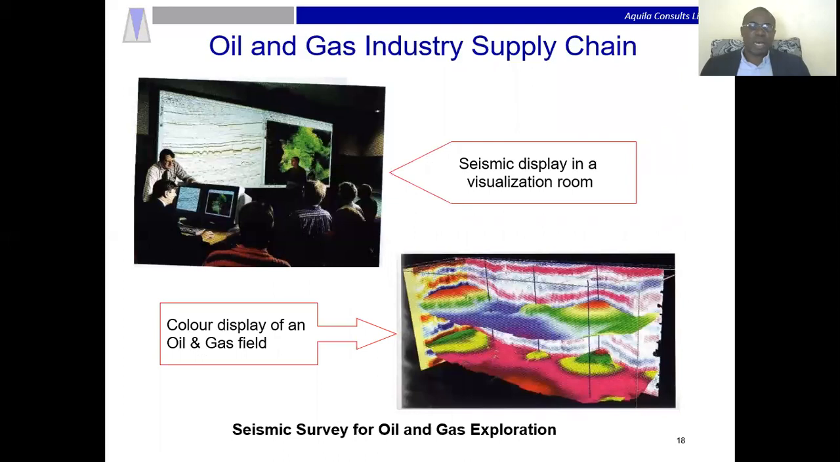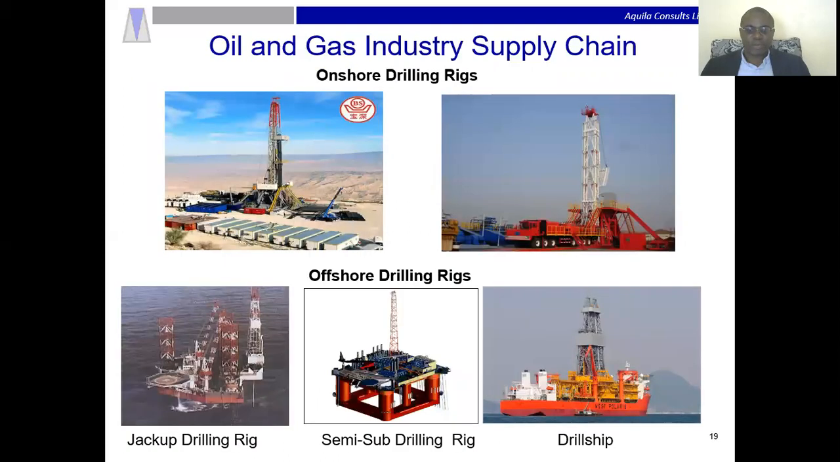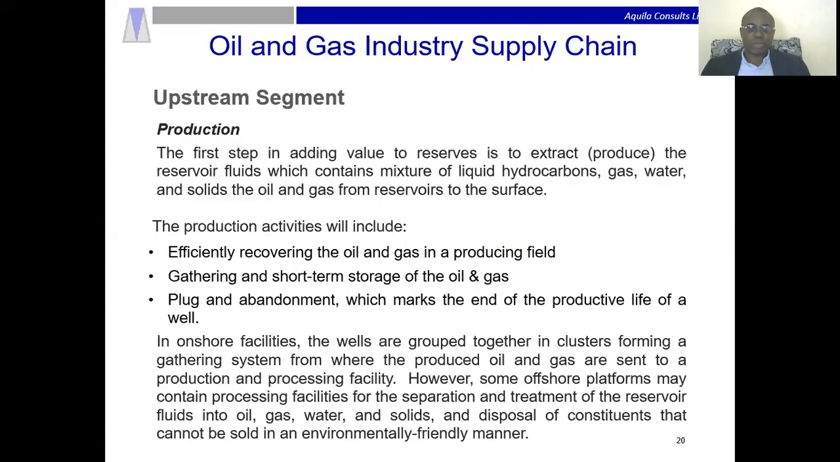So this slide shows an example of a seismic image, which you would check to locate oil and gas. If you look at this area, it looks like a reservoir of oil, of crude oil. Now, this next slide shows pictures of some drilling rigs, both for onshore and offshore.